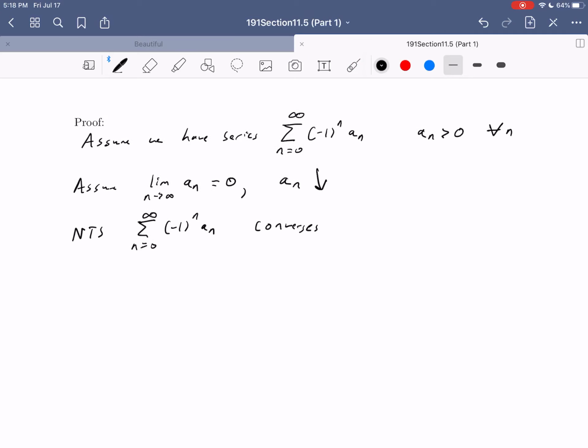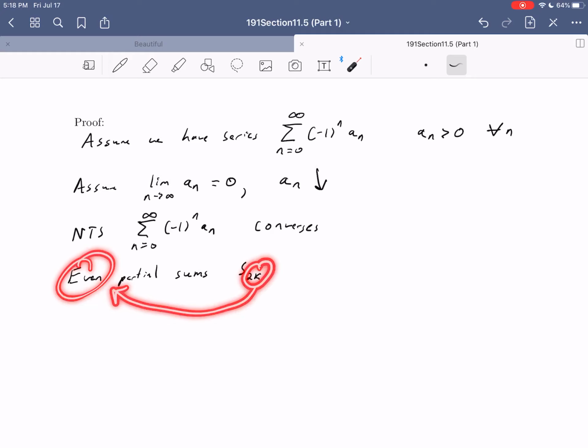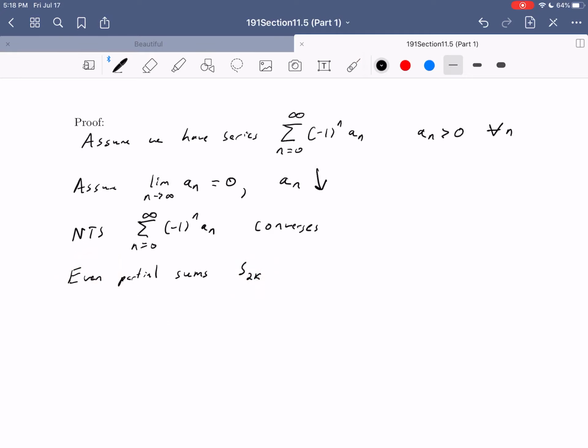So what I'd like to do is, like I said, look at the partial sums. So I'm going to start by looking at the even partial sums, things of the form s sub 2k. Whenever you write 2k, or 2 times anything, you know that 2 times any number is going to be an even number. So this is an easy way of phrasing an even. So let's look at the even partial sums.